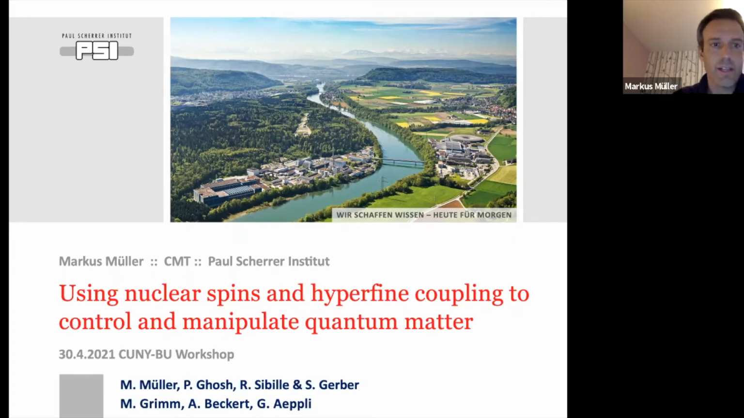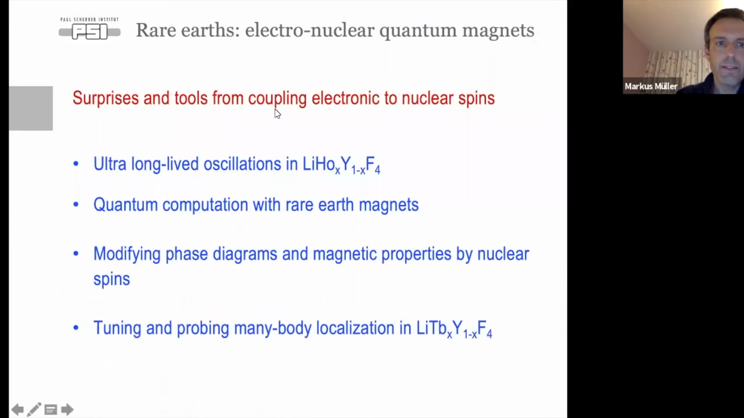I want to share several ideas about how hyperfine coupling works between electronic spins that usually order in some interesting fashion in quantum magnets, how nuclear spins couple to them, and how that can modify the physics in various ways. So what we will see is various things. It's more of an overview than going into depth.